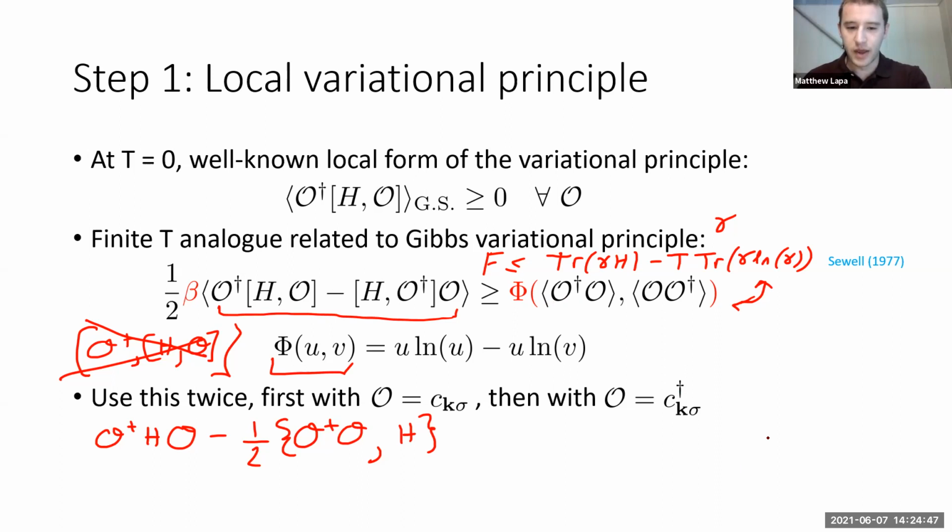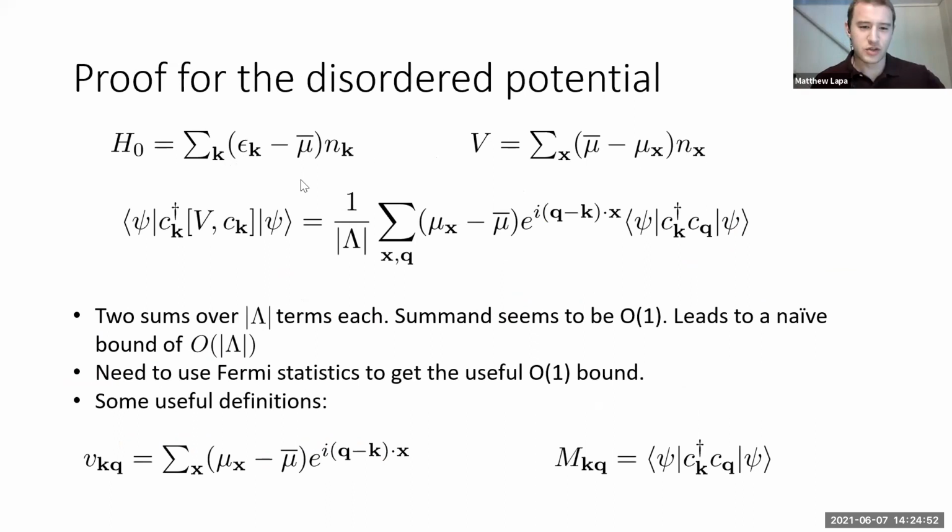Okay, all right, so let me sketch this proof because I want to highlight some things where you see that you really need to use Fermi statistics to prove this, even in the free fermion case. So let's look at the case where you have a single particle potential that's disordered. I'm going to go back to the laser pointer. I separated H into the part with the dispersion and the average chemical potential, and then I put in V the difference between the average and the true disordered potential.